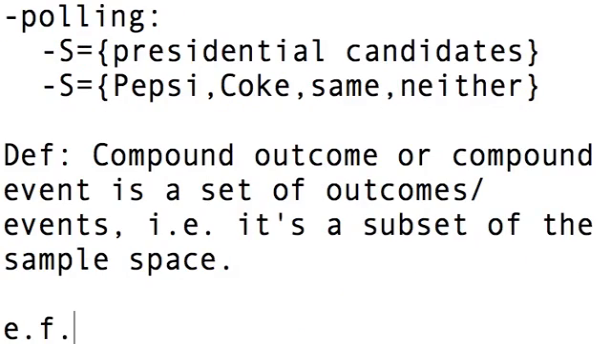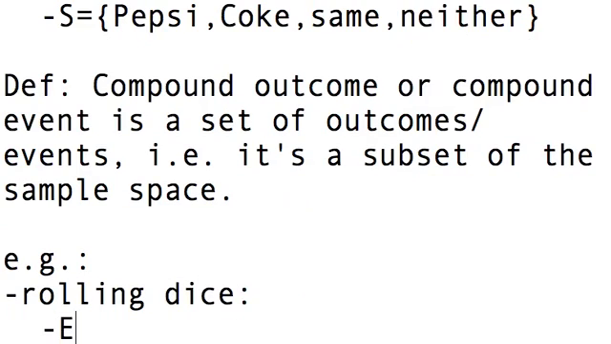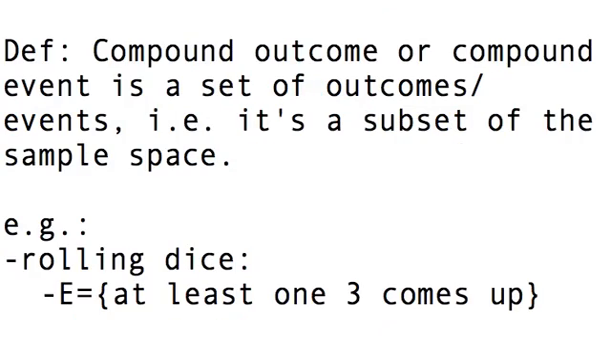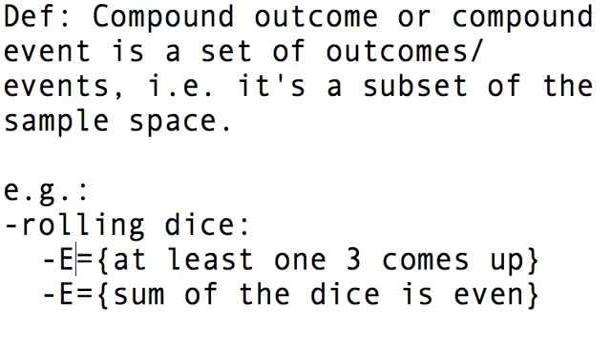So for example, let's say again, going back to all the examples we've been looking at, rolling dice. I could let an event, we often write them as E, be at least one 3 comes up. That could be an event there. Or E could be the sum of the dice is even. These are events. There's not just one way that a 3 can come up. There's more than one way that the sum of the dice could be even. These could both be, so these are different possible events.